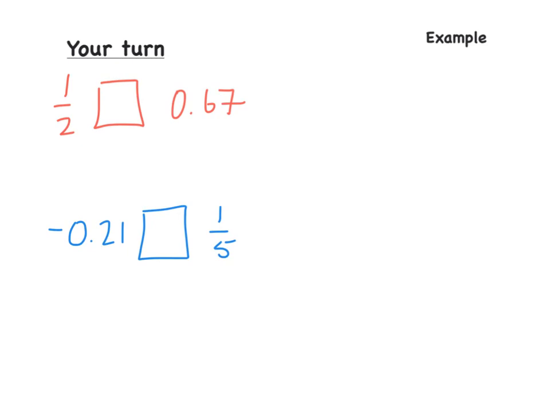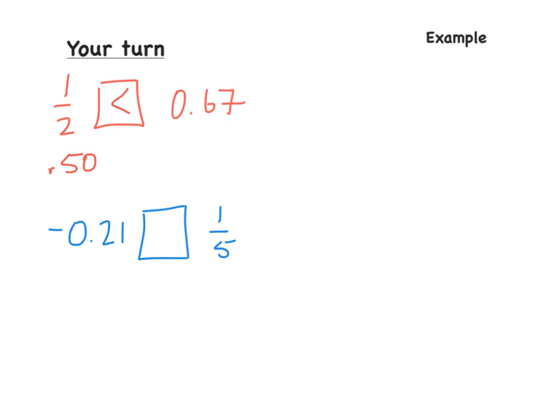Alright, so now let's look at the first one. I have 1/2 and I have 0.67. This should be pretty easy because this 1/2, you should know how to write this as a decimal. This is one that you should memorize. So you would write 1/2 as 0.50. So which one is larger, 50 cents or 67 cents? That's the way that I like to think of it. 50 hundredths or 67 hundredths? 67 hundredths are larger.